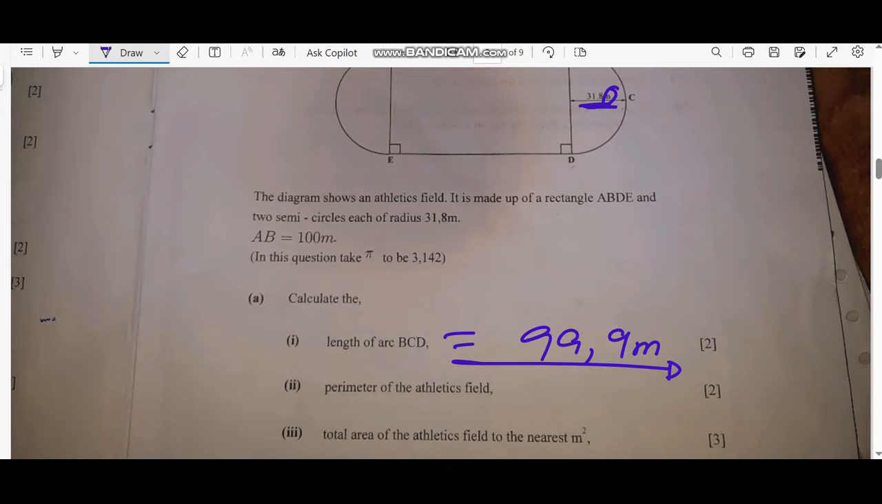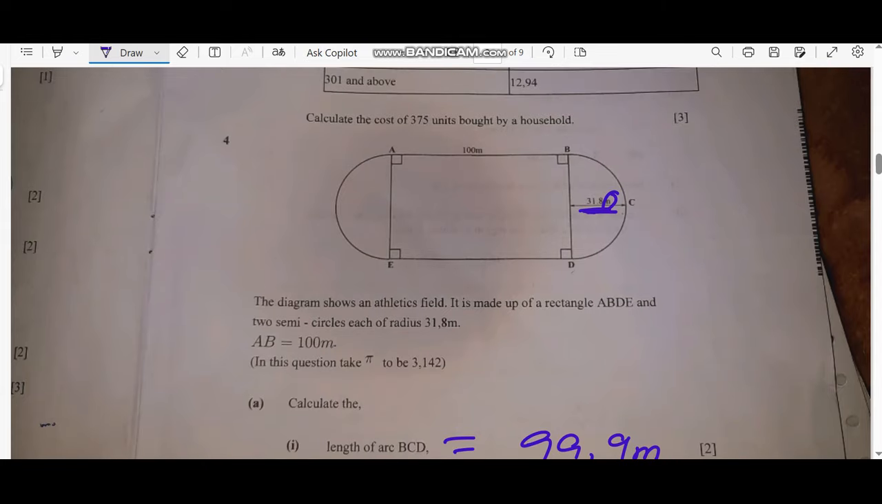Then the perimeter of the athletics field. Perimeter is the distance right around the shape. So this is the whole athletic field. We add this one plus this one plus this one plus this one to get the perimeter.